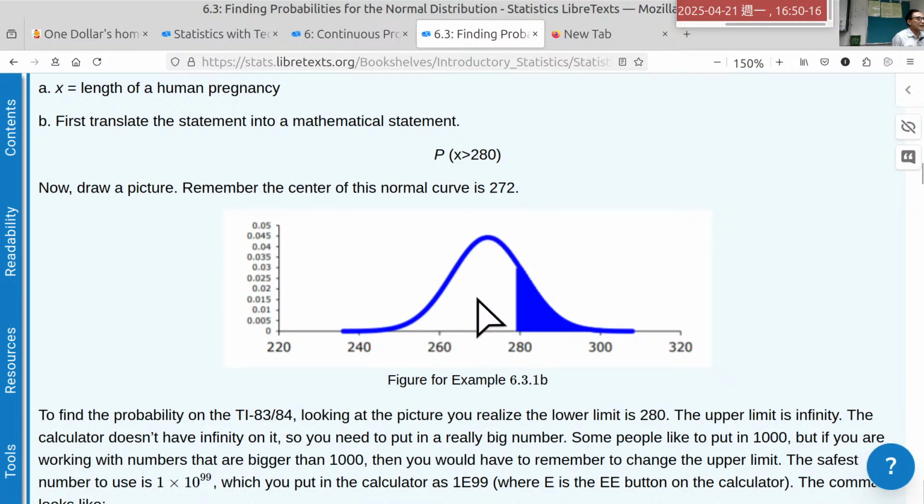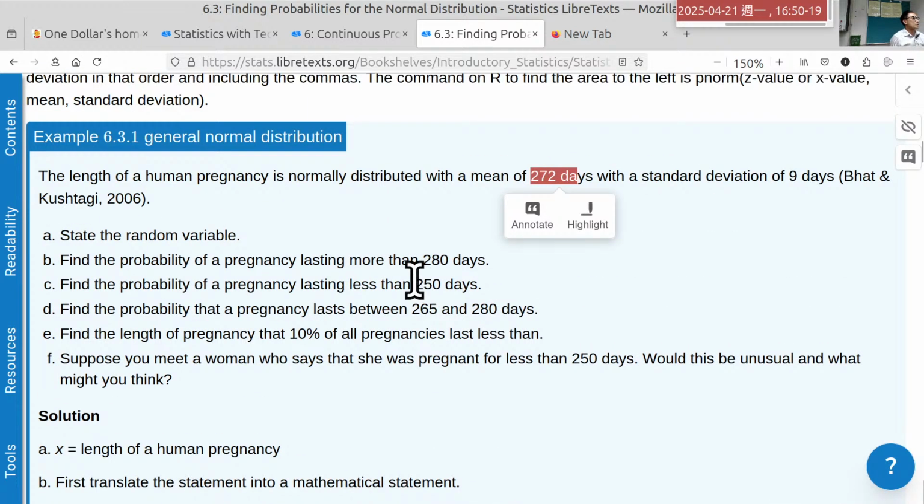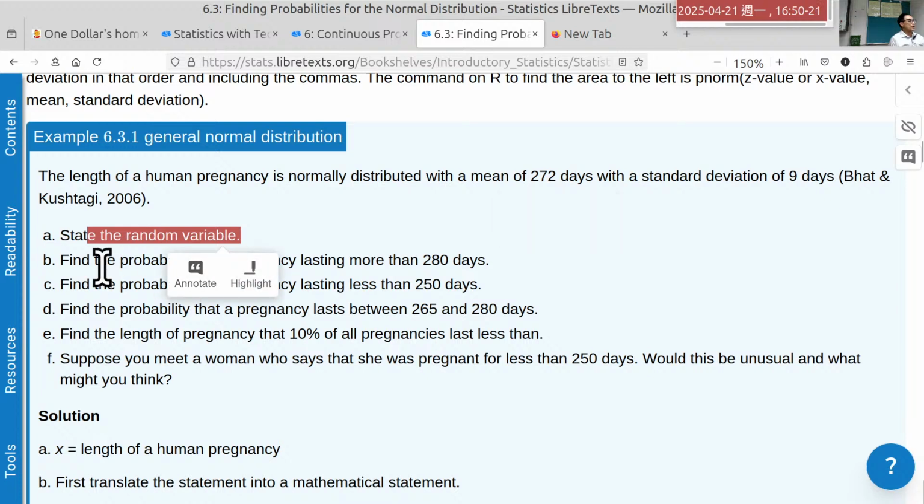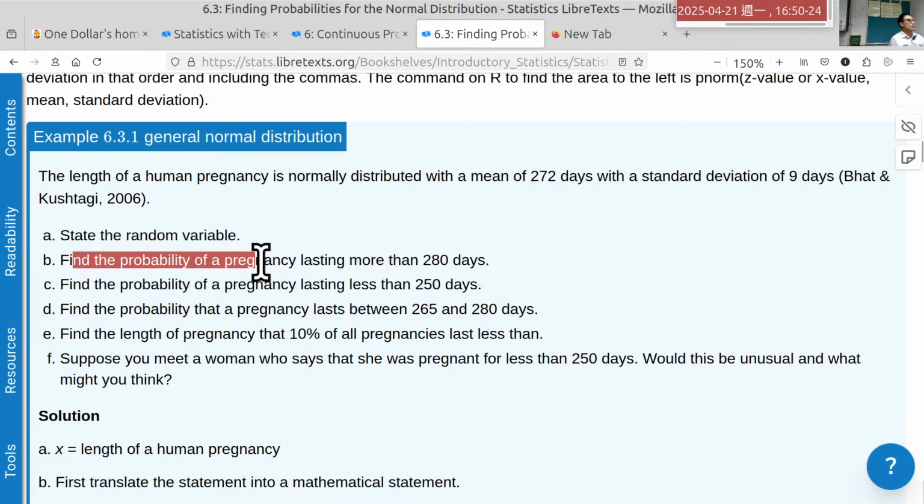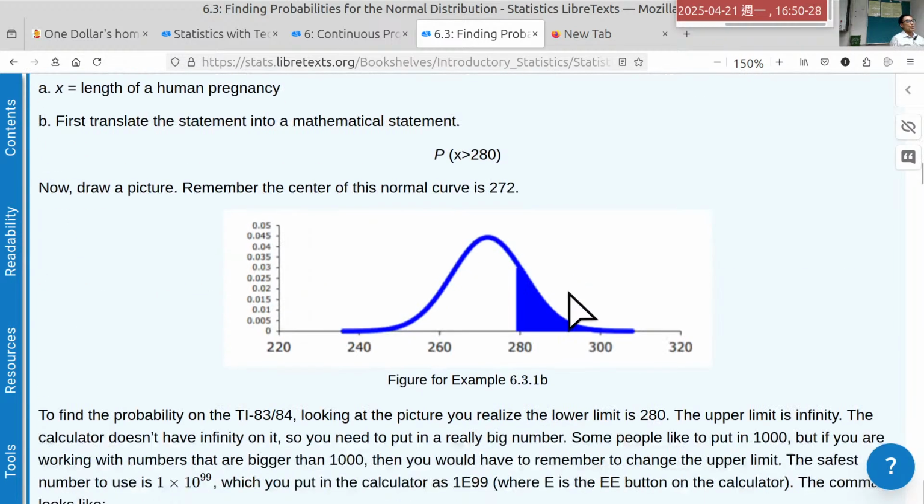272 is, there is a line here. And the first question, state the random variable. The second question, find the probability of a pregnancy lasting more than 280. More than 280, we can think about that. The grid of the 280 is here. On the right side of this shaded area, it means the pregnancy is equal to or longer than 280, and a little bit far away from the 272, the standard.